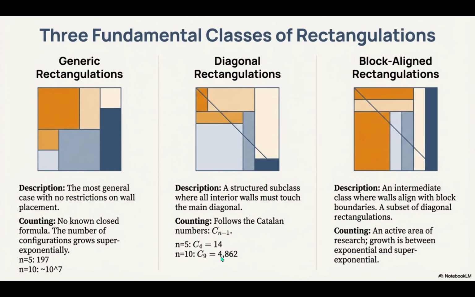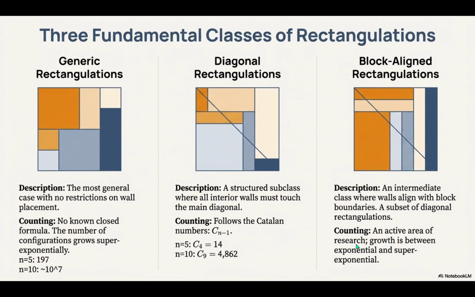And sitting between those two extremes, there's an intermediate class. Right, block-aligned rectangulations. It's a subset of diagonal where walls have to line up with block boundaries. And the growth rate there is somewhere in the middle. Somewhere between the super exponential chaos of generic and the predictable exponential growth of diagonal.